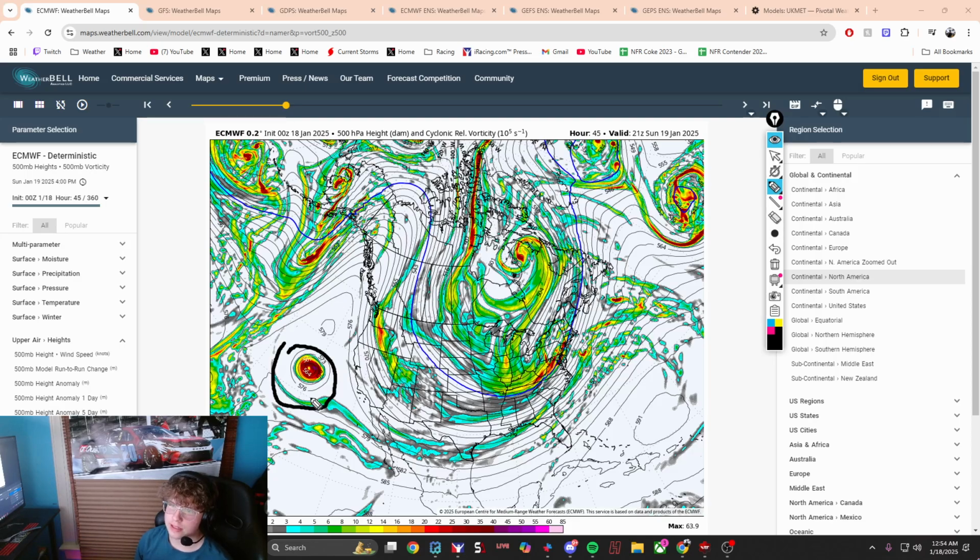So as this digs off a little bit this way, it's going to make this ridge a lot sharper and allow for this to dig down deeper. So then it allows for this piece of energy to dig around the ridge like that and basically hook that upper air heights.